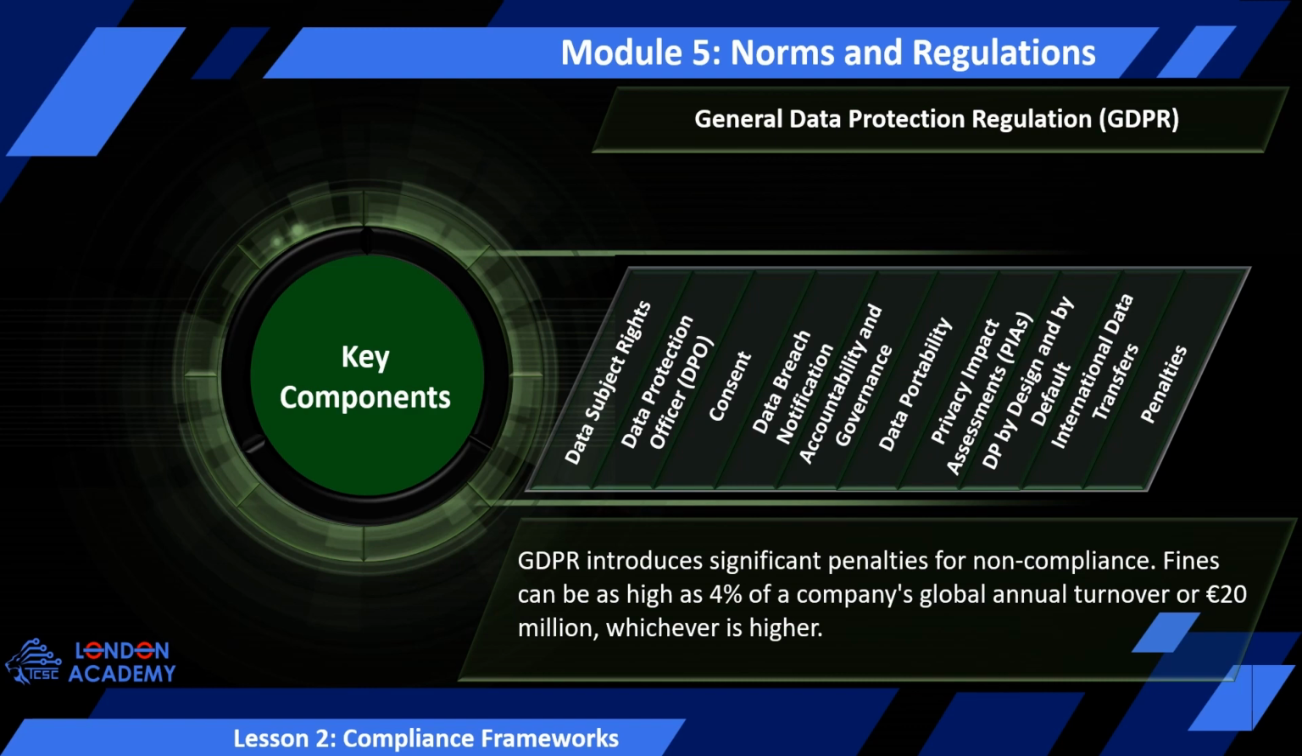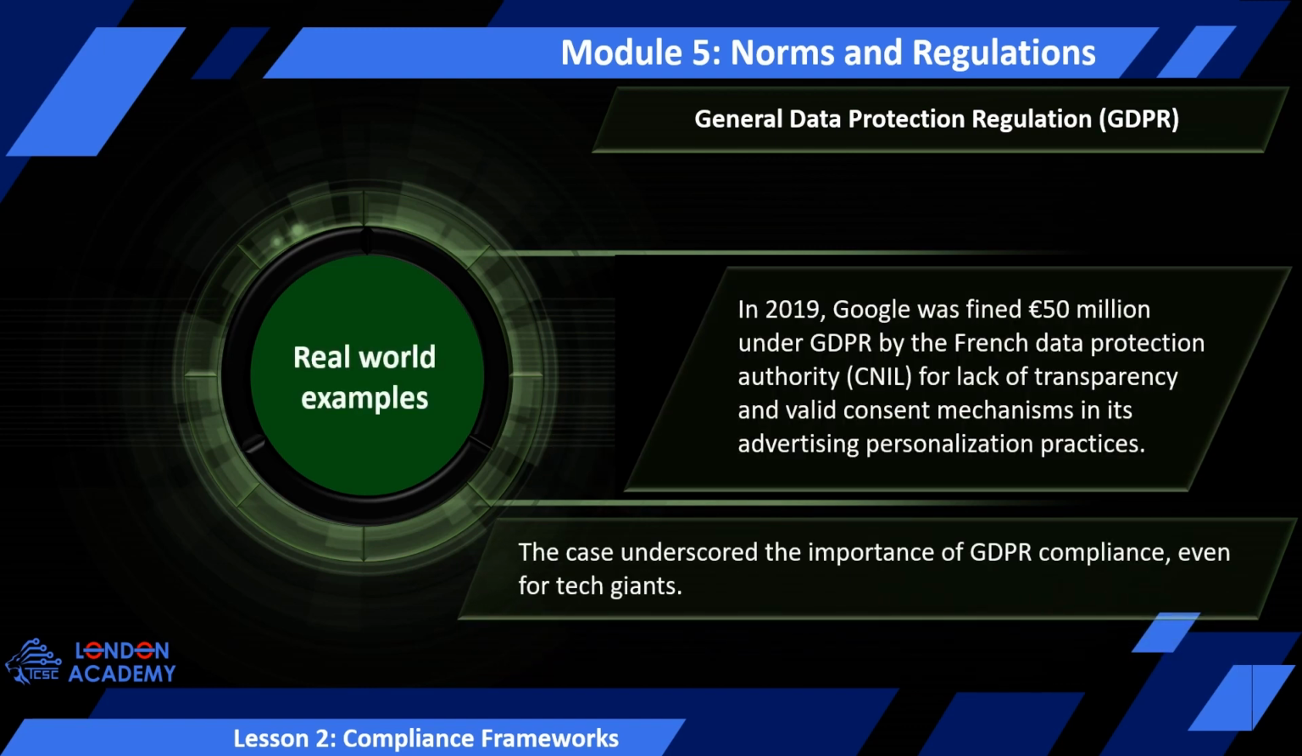In 2019, Google was fined €50 million under GDPR by the French Data Protection Authority, CNIL, for lack of transparency and valid consent mechanisms in its advertising personalization practices. The case underscored the importance of GDPR compliance, even for tech giants.